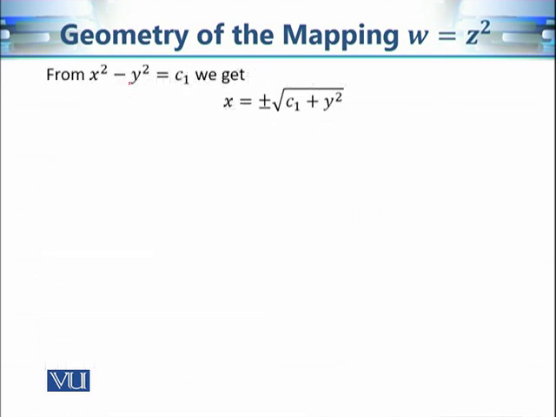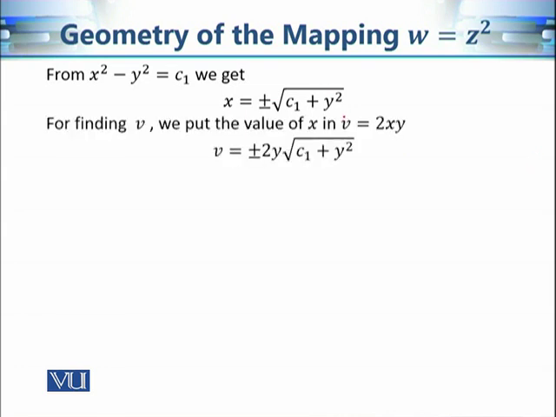From x² − y² = c1, we can calculate the value of x. There will be two values: x = ±√(c1 + y²). Now c1 is a real number, y is a real number, and this is the square root of a real number, just as we used to calculate in school. Now using this value of x in v, remember v = 2xy, so it becomes v = ±2y√(c1 + y²).